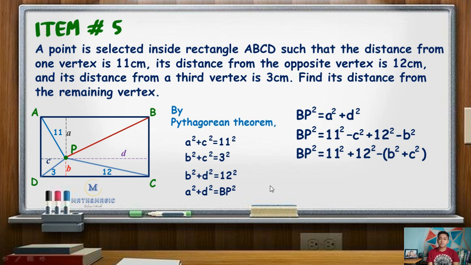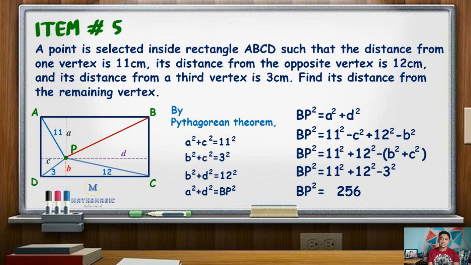Notice that b squared plus c squared, based on the second Pythagorean equation, is the same as 3 squared. So we can substitute 3 squared into that binomial. The equation now will become 11 squared plus 12 squared minus 3 squared. 11 squared is 121. 12 squared is 144. 3 squared is 9. Performing the operation, we have 256.